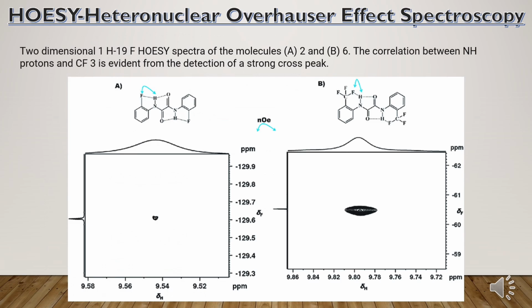In this slide, we will see HOESY spectra of molecules A and B. Correlation between NH and CF3 is evidenced by the detection of a strong cross-peak. In this example, we can clearly see CF comes at -129 ppm and CF3 comes at -61 ppm. From this, we can find out the difference between CF and CF3.